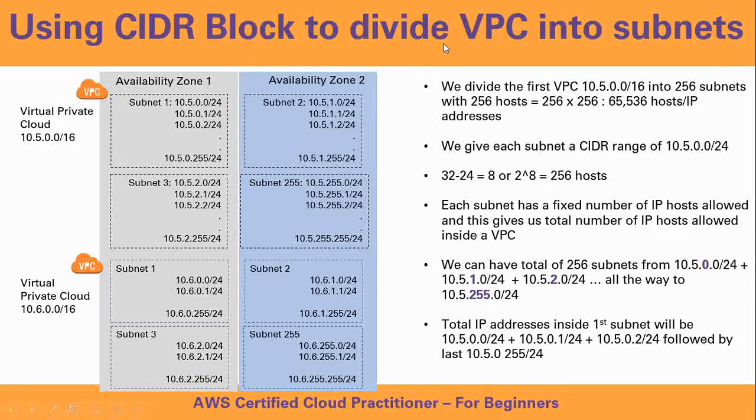So this is the logic of the CIDR block, and how you specify your VPC range and how you specify your subnet range.